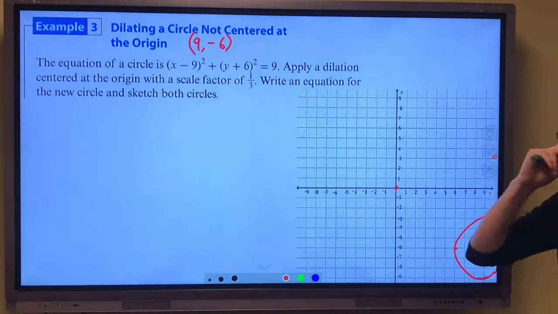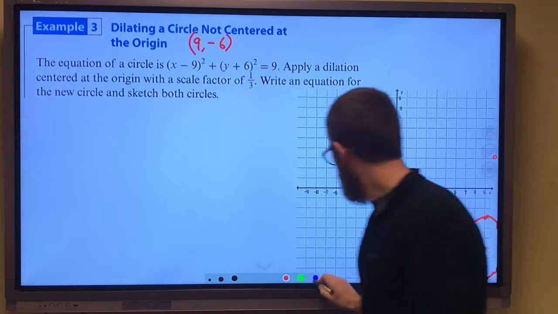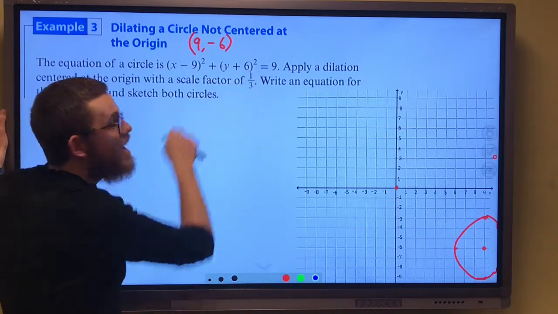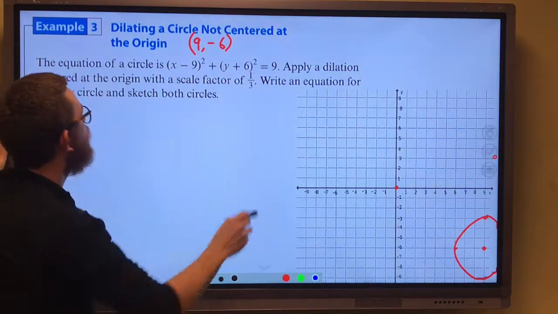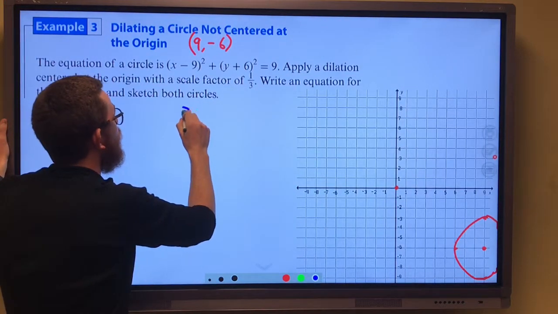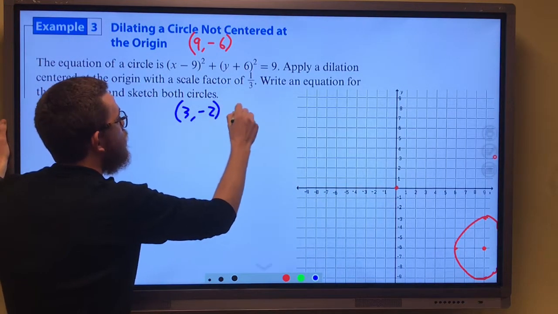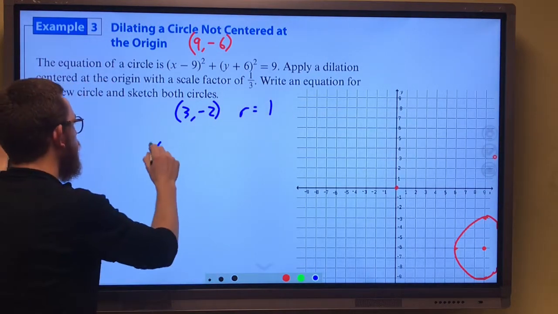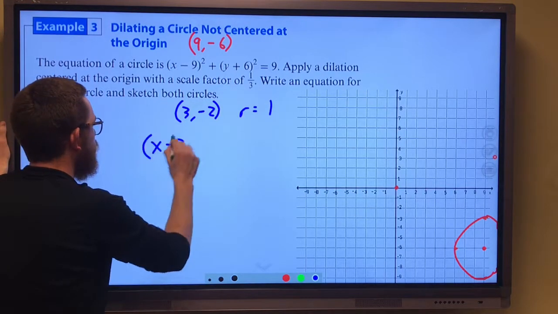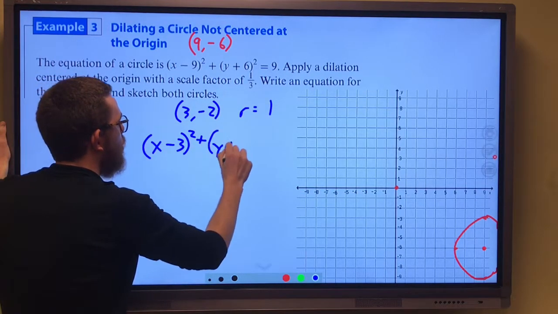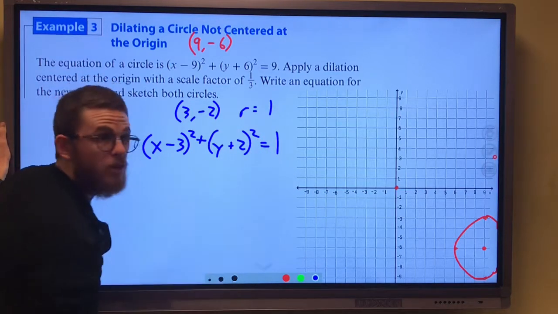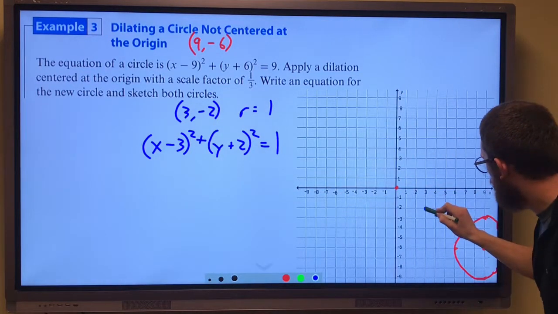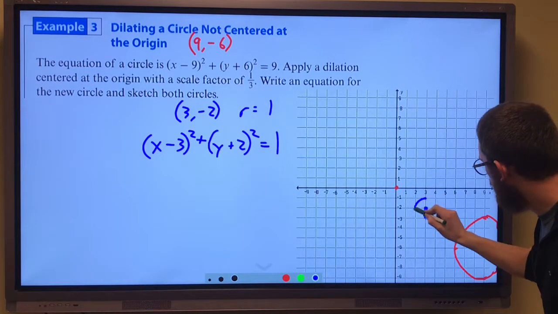Okay, so what can we do to perform that dilation? We can multiply 1/3 times the center and the radius. So that means our new center point is going to be 3, -2, and the radius, which was 3, is now 1, which gives us the equation of our circle, which would be x minus 3 squared plus y plus 2 squared equals 1. When we graph this, our new center point at 3, -2 with a radius of 1.